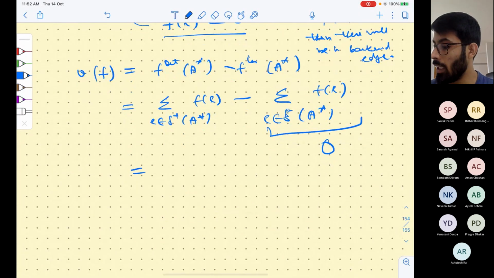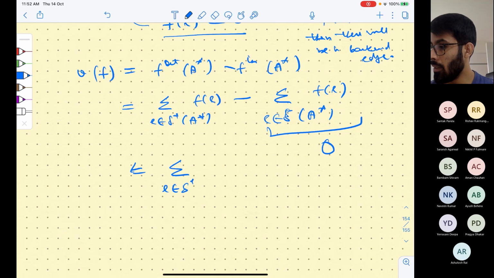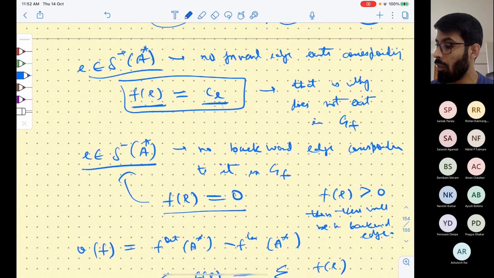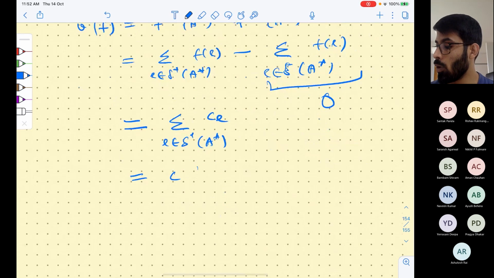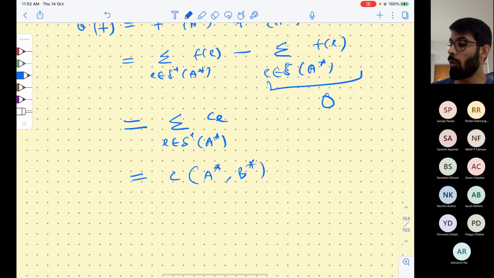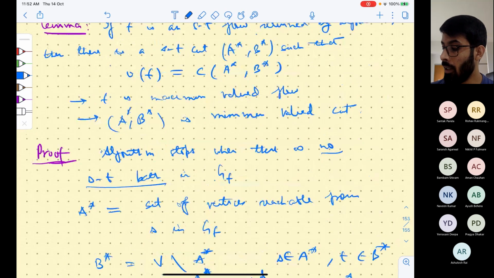And so this is 0, and this is exactly now summation over E belonging to delta plus of A star of F of E, which is equal to summation of C of E, because we have shown here that F of E is equal to C of E for everybody there. So this is exactly equal to C of A star B star. And this is what we wanted to show in the lemma.